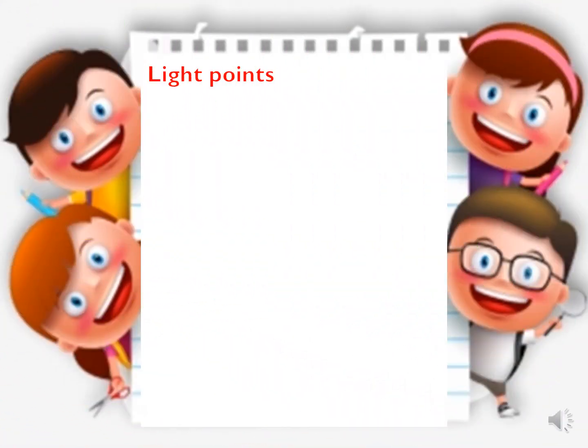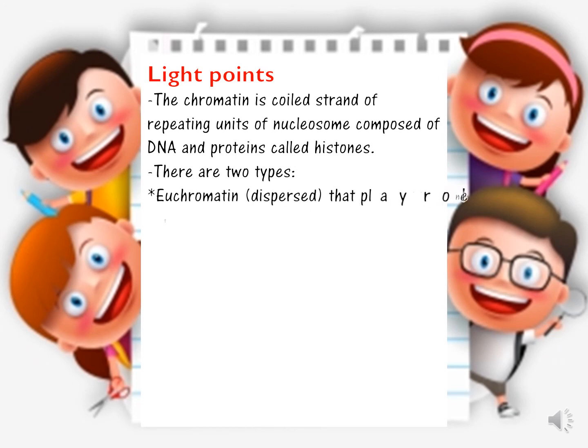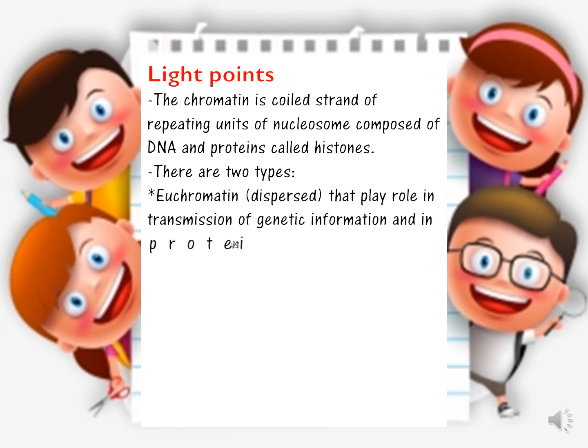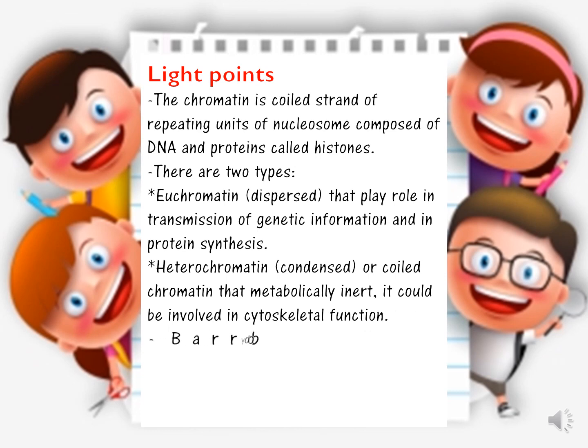The key points for this lecture: chromatin is a strand of repeating units of nucleosomes that are composed of DNA and protein called histone. There are two types of chromatin: euchromatin, which is dispersed chromatin that plays a role in transmission of genetic information and protein synthesis; and heterochromatin, condensed or coiled chromatin that is metabolically inert. It could be involved in cytoskeletal functions.